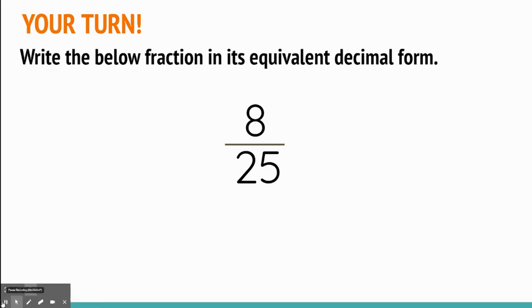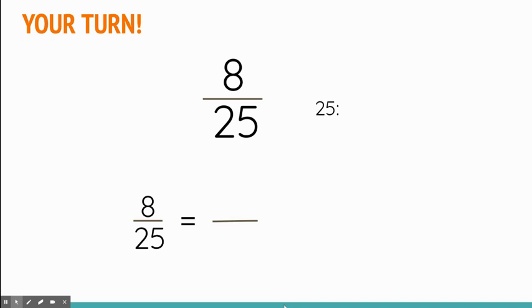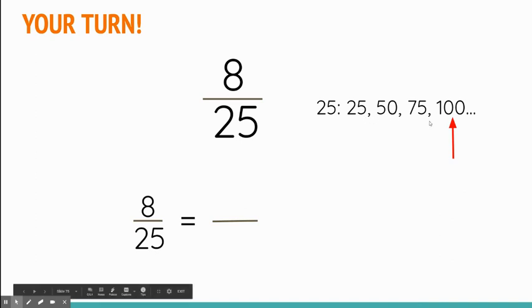So let's look at how we can figure this out. I have 8/25ths, and I'm going to set up my equivalent fraction and start by listing the multiples of my denominator. So I have 25, 50, 75, and 100. 100 is where I want to get to. If I count the multiples, 1, 2, 3, 4, I know that 100 is 25 times 4. So I'm going to multiply my denominator by 4 to get 100.